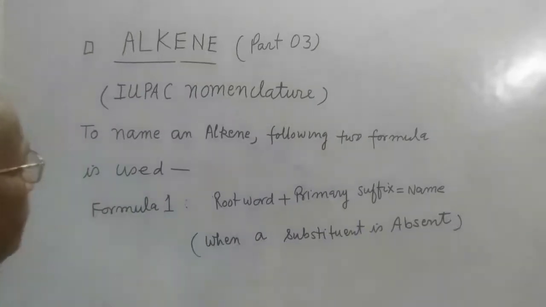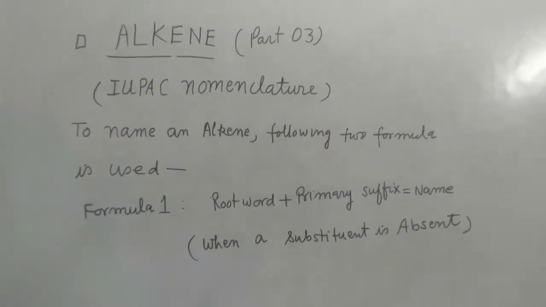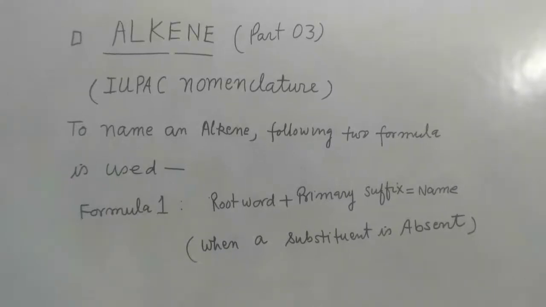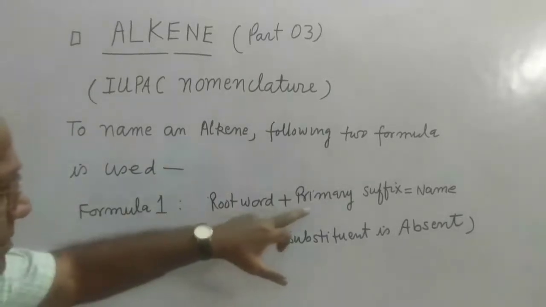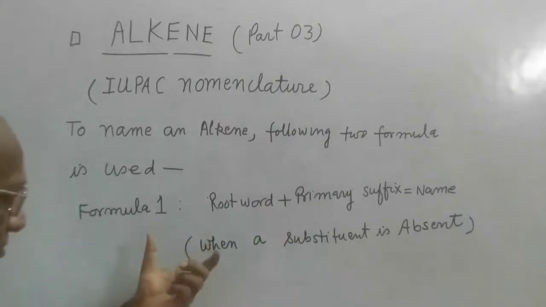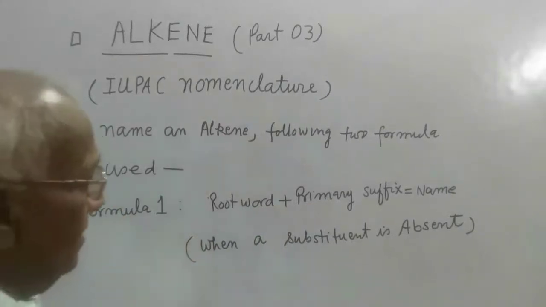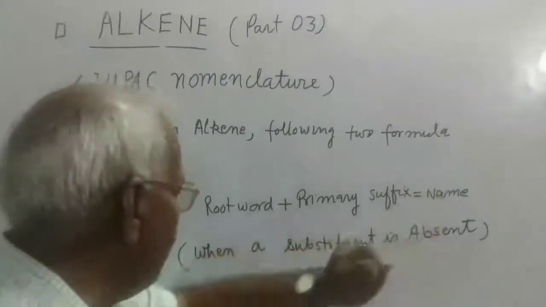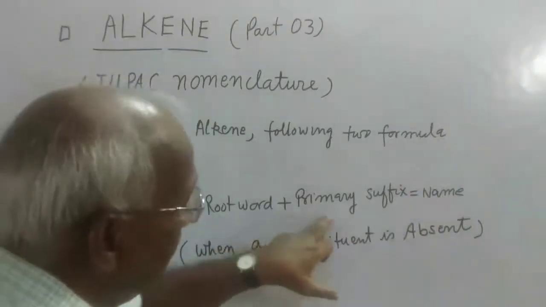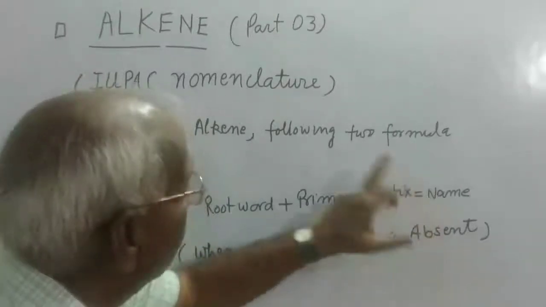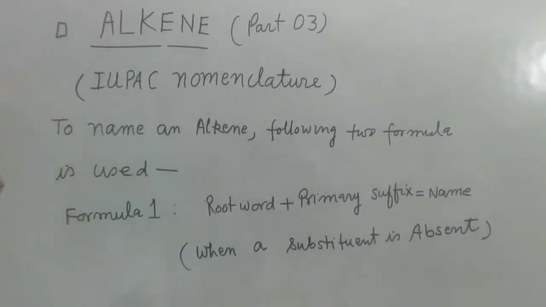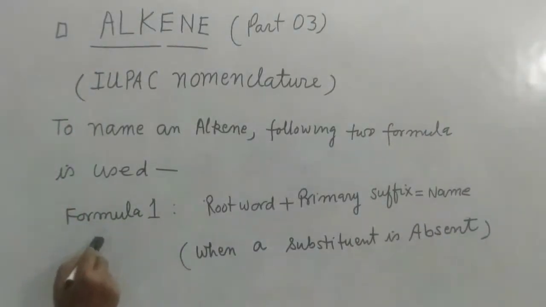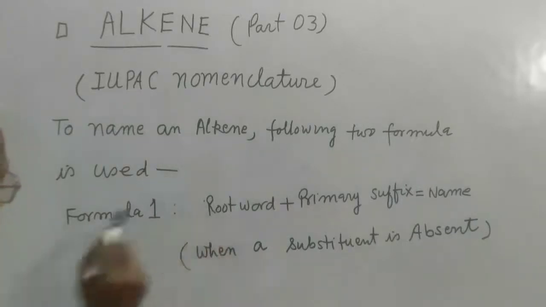To name an alkene according to the IUPAC system, the following two formulas are adopted. Formula number 1 is root word plus primary suffix. When we add these two words together, we get the name of an alkene. This formula is used when a substituent in the alkene is absent.